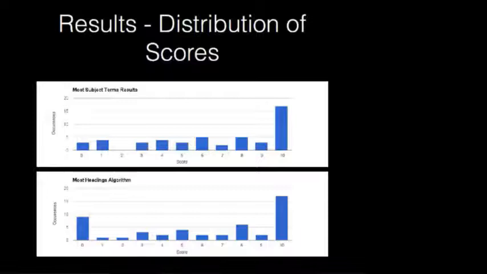So as you can see, it scored a 10 most of the time, or more than any other result. But we want fewer occurrences down near the bottom, like the 0 to 5 scores, and more up near the 6 to 10. The most headings algorithm also returned 0 related results a lot more of the time than the most subject terms. So the most terms did a little bit better.